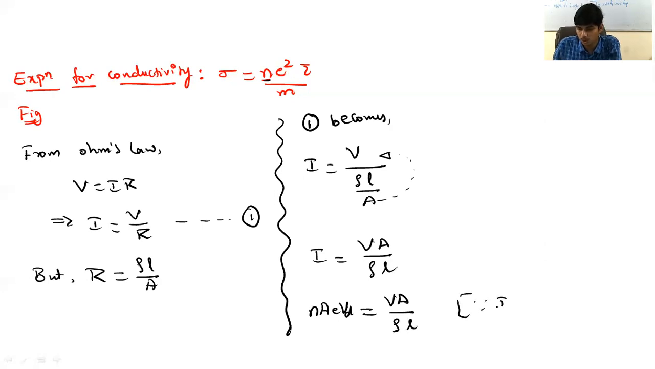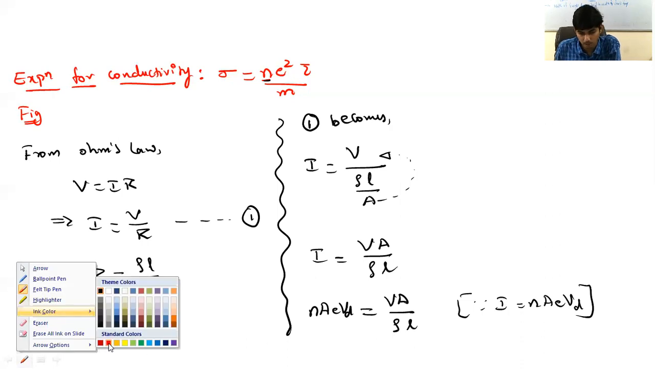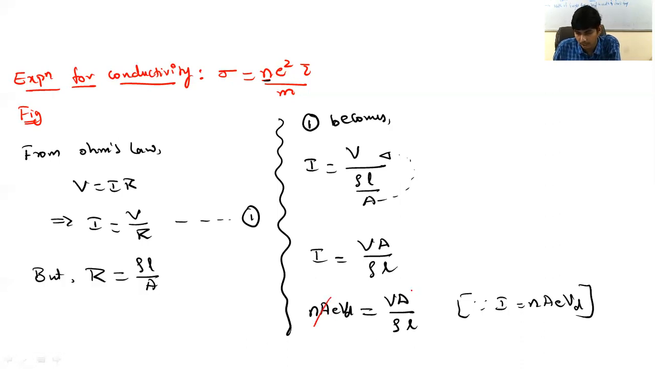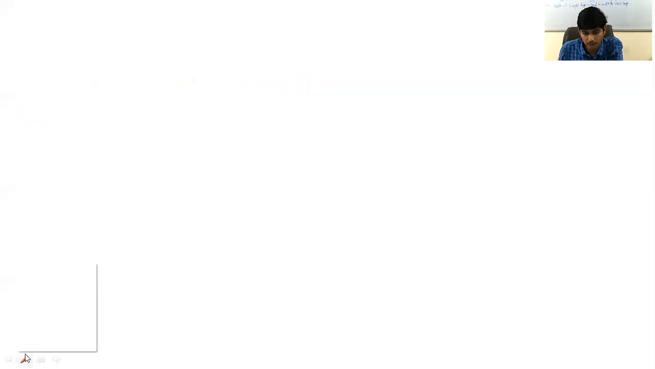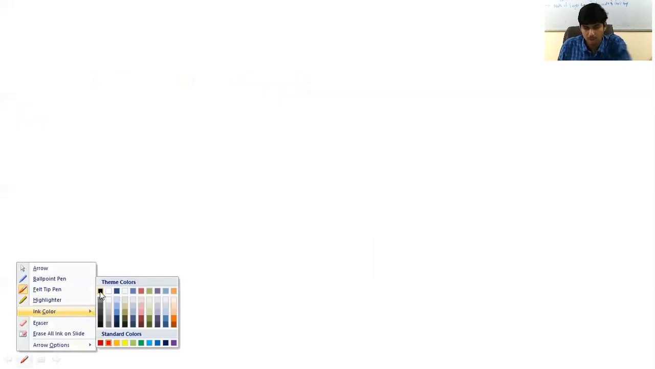Since I is equal to NAEVD, I can cancel out A and A on both sides. So I will be left with NEVD is equal to V by rho L.